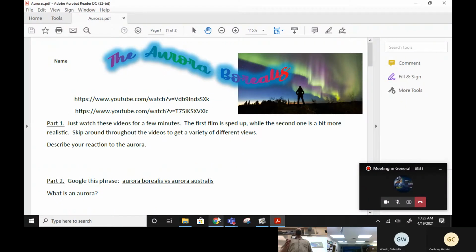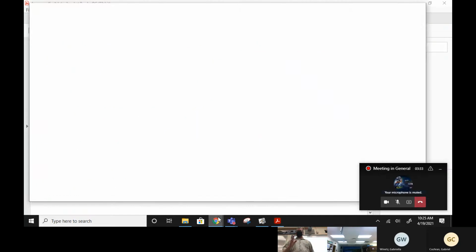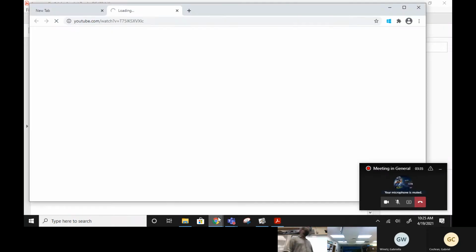So we already studied the seasons, right? And the changing of the seasons and the cause of those different seasons. The next thing about Earth itself that we're going to look at is this aurora event.